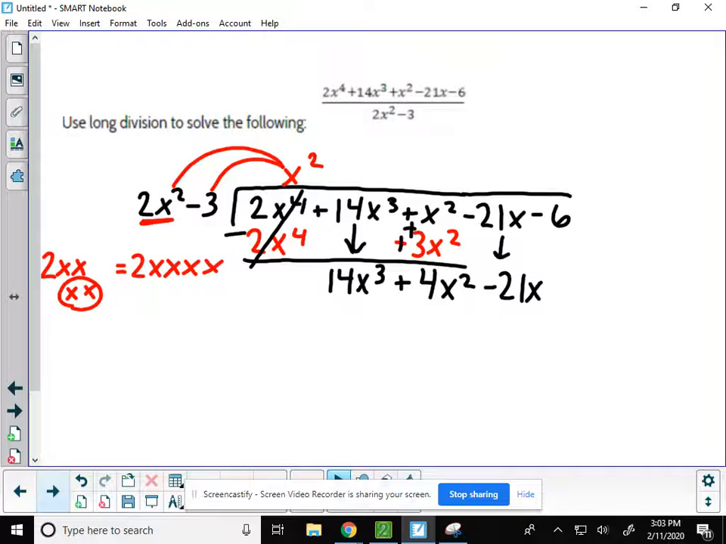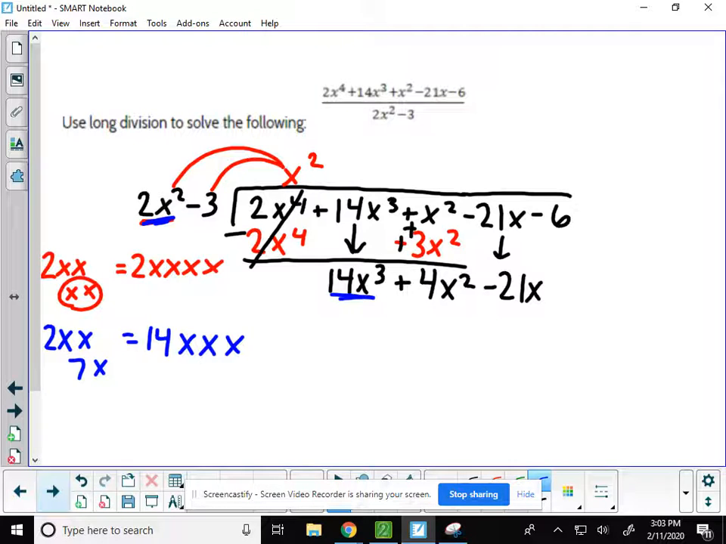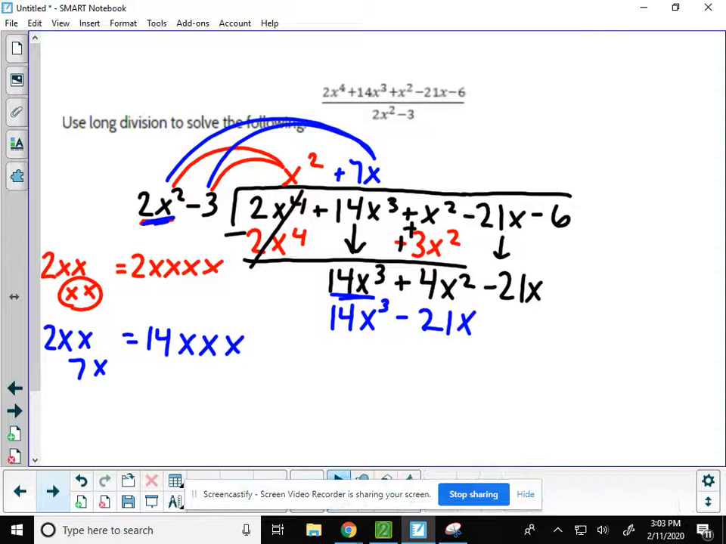All right, next one. Looking at 2x squared, what does it take to get to 14x to the third? So you have 2xx, you're trying to get to 14xxx. So what do you need? You need a 7 and another x. So plus 7x goes here, distributing. I get 14x to the third minus 21x. And again, that doesn't match there. So we have to put it where it does match. So minus 21x.